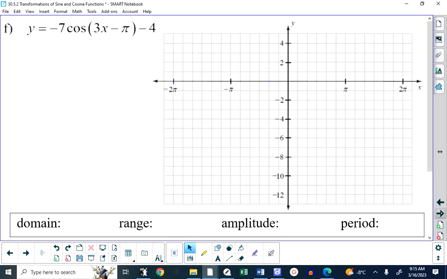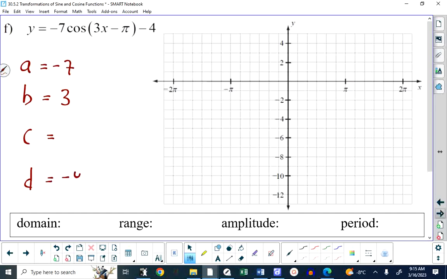All right, now we've got a C involved. So y is equal to -7. Well, that means A is -7. It's a cosine function. B is equal to 3. C, I just want to walk away from for a minute, and D is equal to -4. Would you agree on A, B, and D? What is C? I want you to think about what C is and write down what C is.